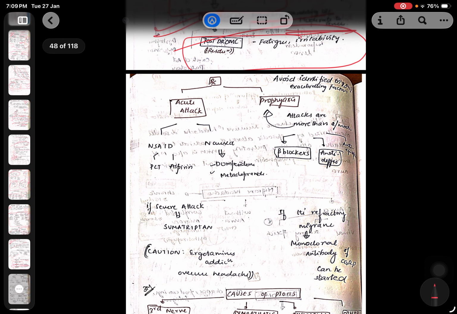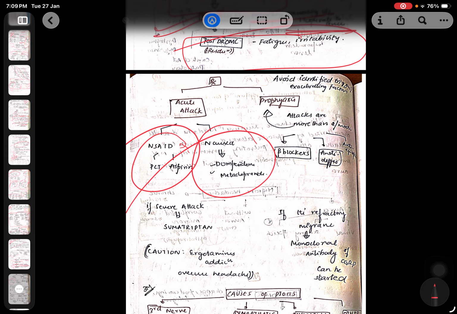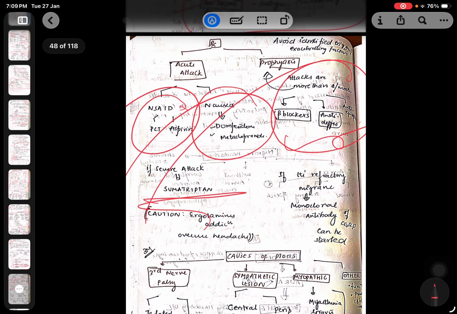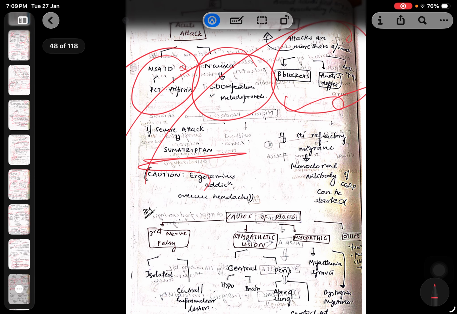What do you do in an acute attack? You need to reduce the pain. You need to treat the nausea. Then if it's severe, you give subcutaneous sumatriptan. Then for prophylaxis, you consult a neurologist. They will decide which prophylaxis to add based on your body profile and all those things. But these are the drugs usually used as prophylaxis: beta blockers, antidepressants, anti-epileptics. If it's refractory, then you go with CGRP, because that's where we have narrowed down the pathogenesis of migraine at this stage.